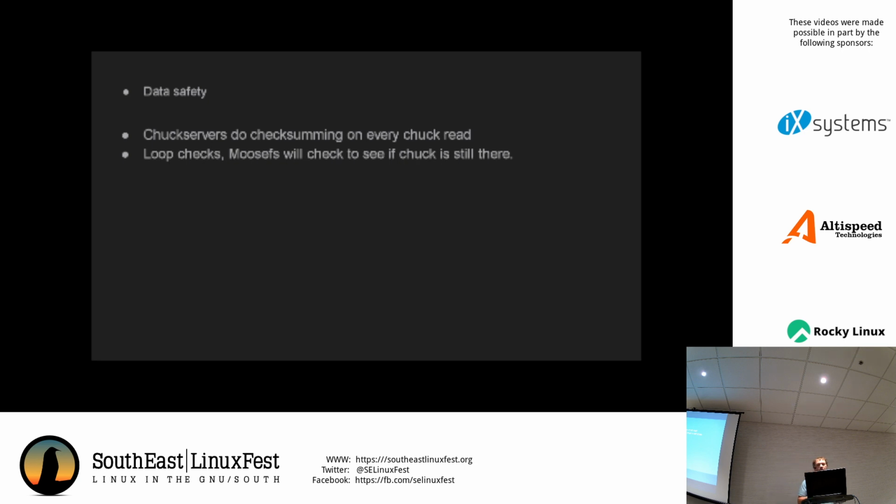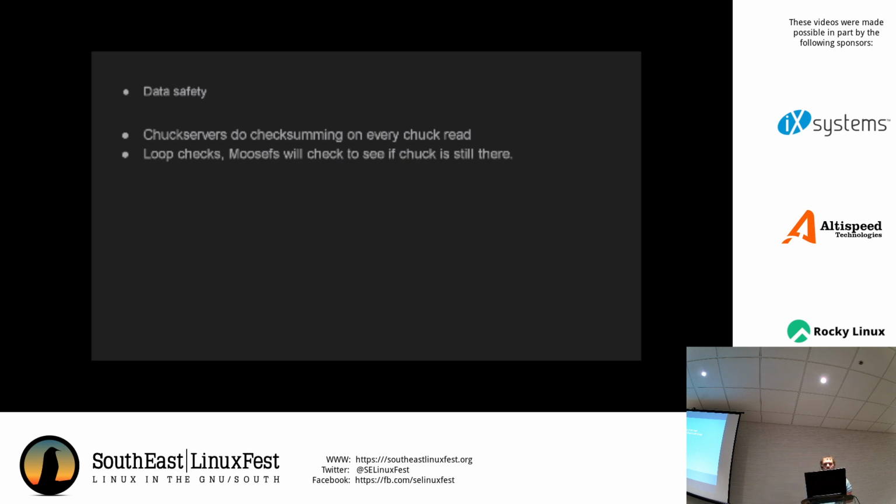Data safety. All of the chunk servers do checksumming on every single chunk read. So every time you read a file, it checksums it. It confirms the header information, the tail information, and then sends that to the client. If it gives a failure, it will immediately find another chunk, mark that bad chunk, and then work on replicating it back to your goal.